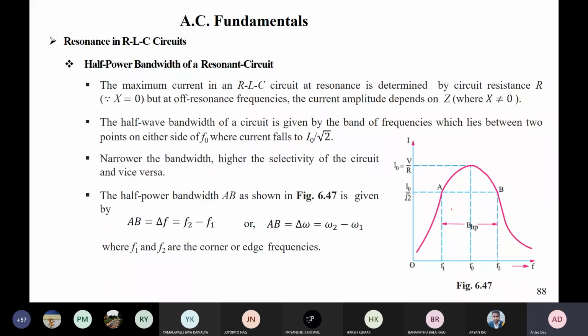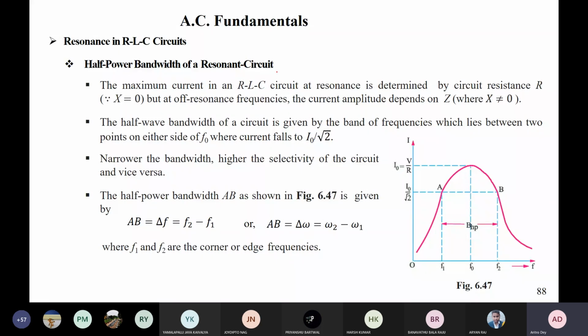So, half power bandwidth of a resonant circuit. What is called half power frequency? It is the frequency where the power becomes just half of that at the resonant frequency, or the maximum power consumption. What is the maximum power consumption? It is V square by R at resonance, or I0 square into R. So you will get the values of the frequencies F1 and F2.